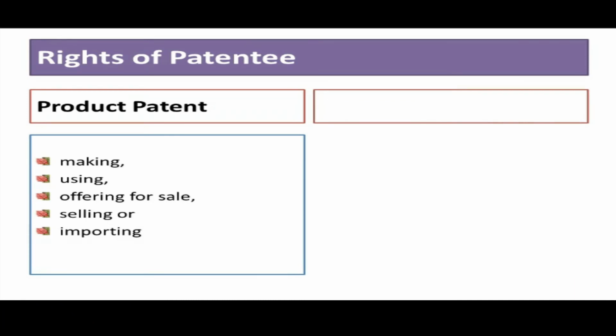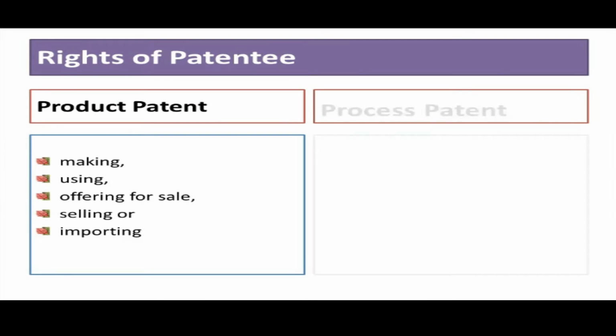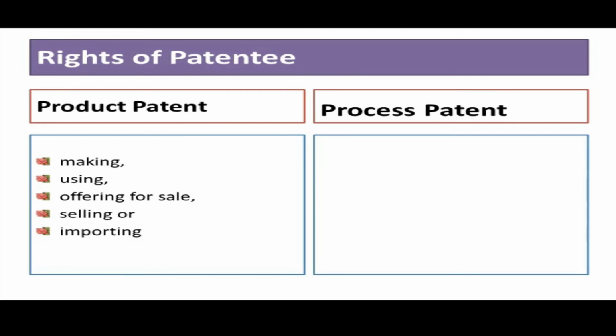All the business interests, in the jurisprudential sense, the interests which are recognized and protected as patent, are all business interests. Just have a look at that. A product patent holder will have the exclusive right of making, using, offering for sale, selling, importing, exporting, everything. And as far as a process patent is concerned, he also has similar rights.